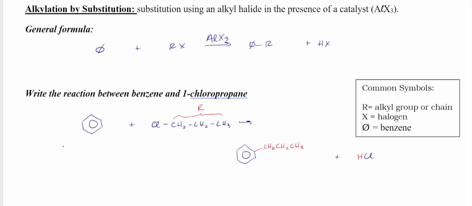And we'll write the names. Benzene, and this is chloropropane. Let's say 1-chloropropane. This right here is called propylbenzene. And this is hydrogen chloride.